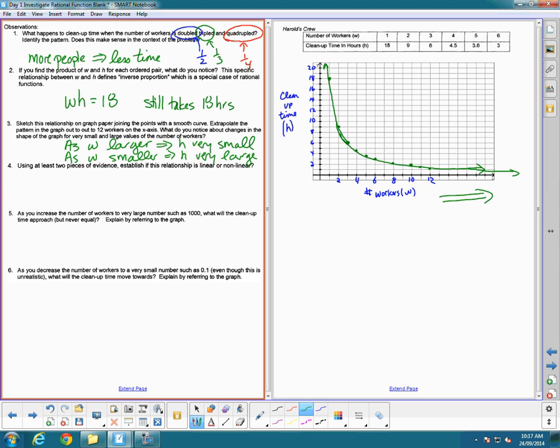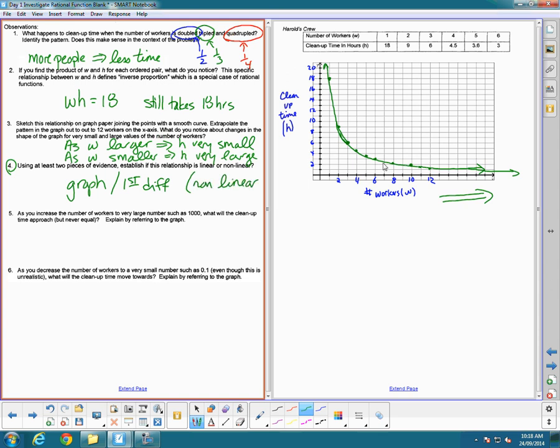Use at least 2 pieces of data of evidence. So we're looking at number 4 now. Use at least 2 pieces of evidence establishing this relationship is linear or nonlinear. Well, the graph clearly shows that it's nonlinear, and also the first differences are not the same, so it's nonlinear.